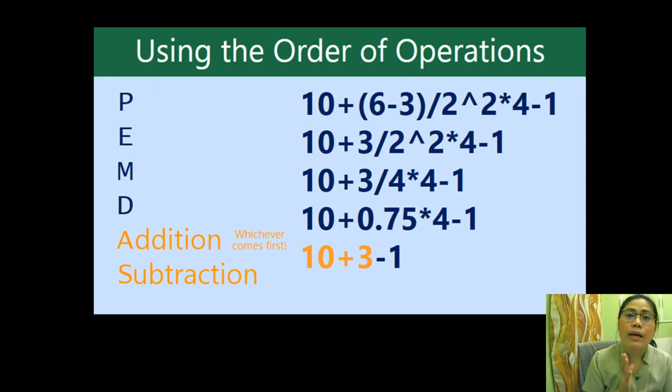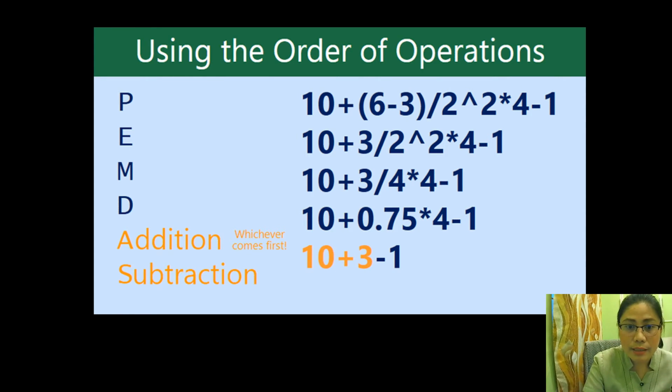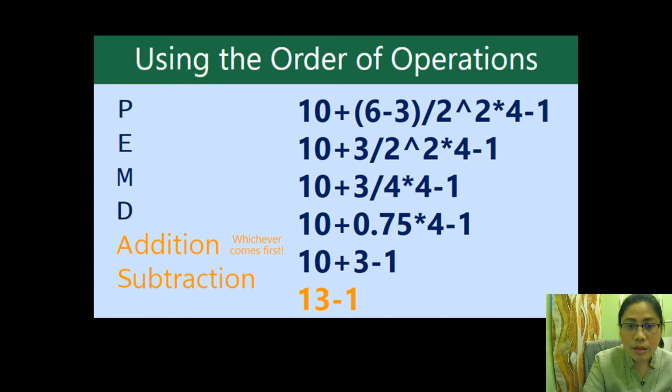Next, we will going to calculate any addition or subtraction naman. Again, working from left to right. So in this case, addition comes first. So ang gagawin natin is 10 plus 3. The answer is 13. So ilalagay natin dyan, 13 minus 1. The answer is 12. So ito po yung ating hinahanap na sagot.